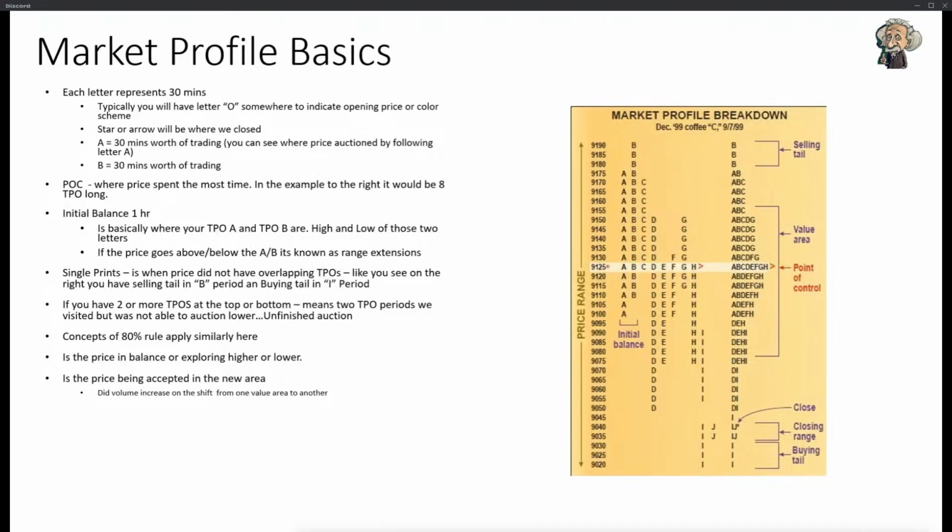So one letter means the auction's finished. More than one single print up is excess. More than 2 single prints is excess. 2 and more. Okay. Thank you. Yep. So if you have 2 or more TPOs, single prints at the top or bottom. I'm sorry, 2 TPOs at the top together, right? Letters together means poor high, poor low. If you have single prints, more than 2 single prints, that's excess. And the more single prints you have at the top, what does that mean? Or at the bottom?